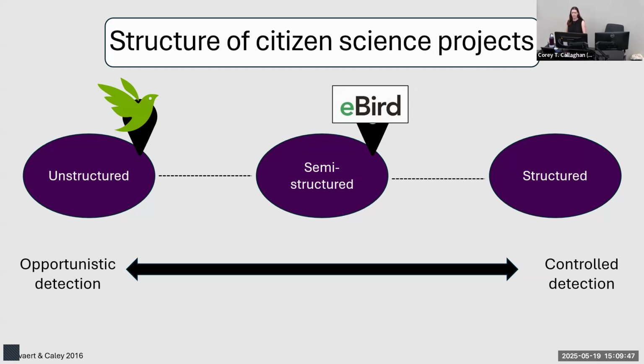And then we even have an inference of non-detection, because before you submit your checklist, they say, is this a complete checklist of all the birds you saw? And if you say yes, that's kind of an inference that you didn't detect any other birds throughout the time that you were birding. And then the farthest end of this continuum is structured. That would be something like the water quality projects I mentioned, where people have a very specific protocol as to how they're collecting water samples, and they're likely told exactly where and when to collect that sample.